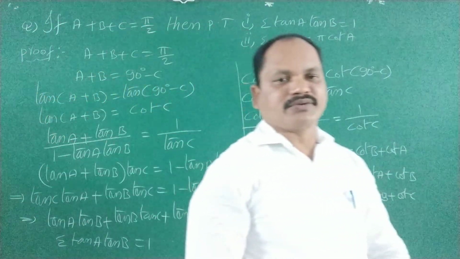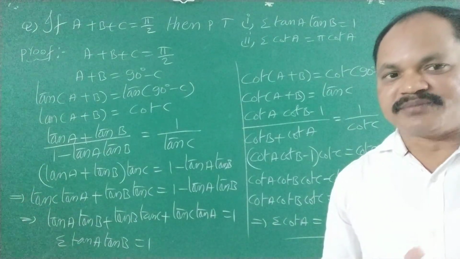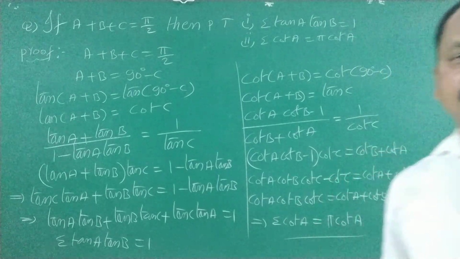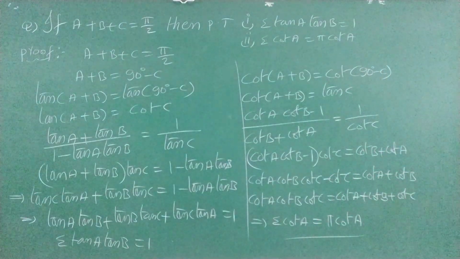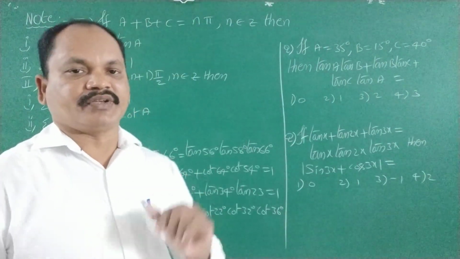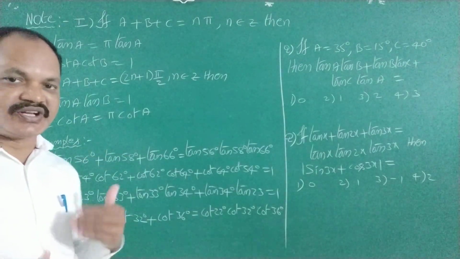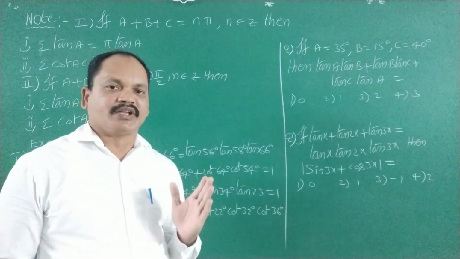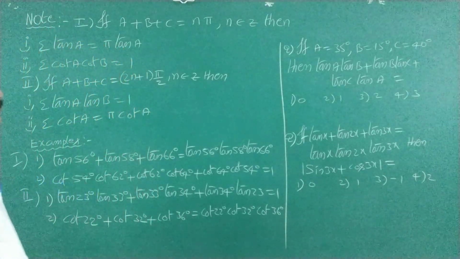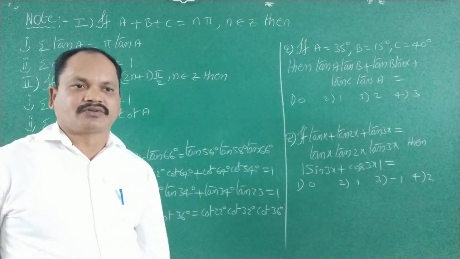Now we are going to the note points, and some objective questions depend upon this concept. Okay, my dear students, observe here. So we are going to the note points, that means general note points. So we know that if A plus B plus C is equal to 180, then sigma tan A is equal to pi tan A, and sigma cot A cot B is equal to 1.